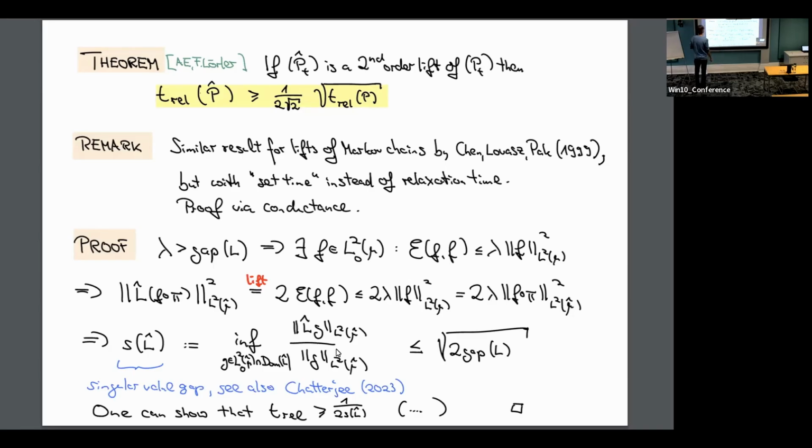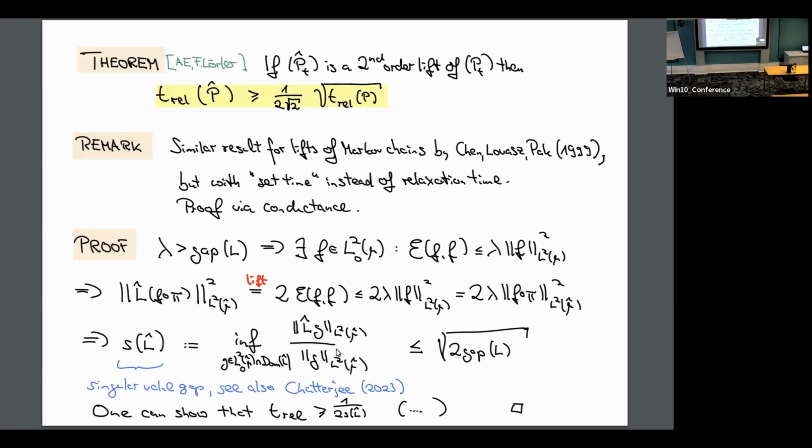Now I did it the wrong way around. Sorry, not the upper bound, the lower bound on the relaxation time. Now one can show that the relaxation time is lower bounded by 1 over twice the singular gap. I don't give the argument now, but it's not too difficult to prove. You can prove it on half a page. But this is now only a lower bound, so this is not at all sharp.